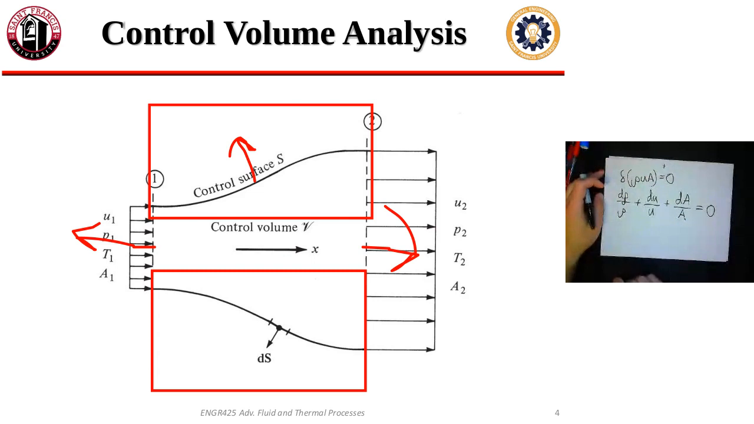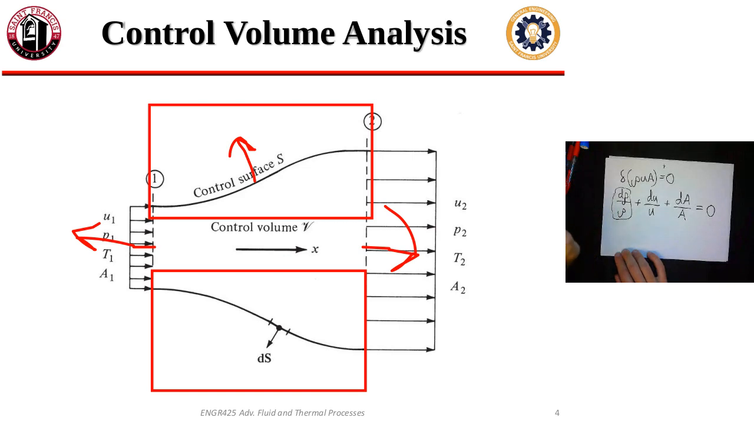And we want to solve for... how do I say this? We want to try to solve for area and velocity, right? So we want to try to eliminate this d rho over rho term eventually. We have to figure out how to do that. So, one thing at a time.